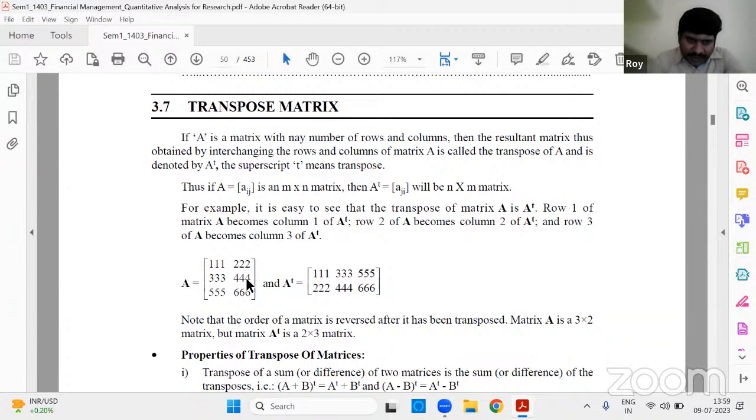What is the transpose of A? You write these column numbers as row numbers, and the second column as the second row. That is called the transpose of a matrix. Okay, you got it? Yes, no?